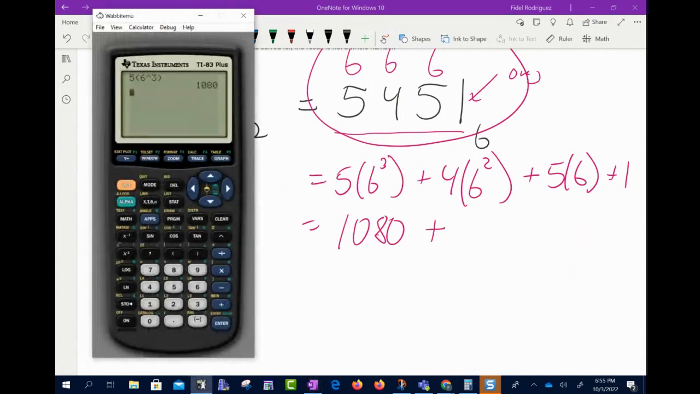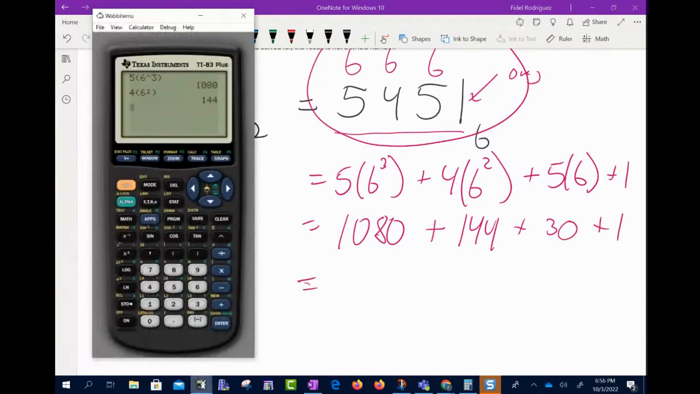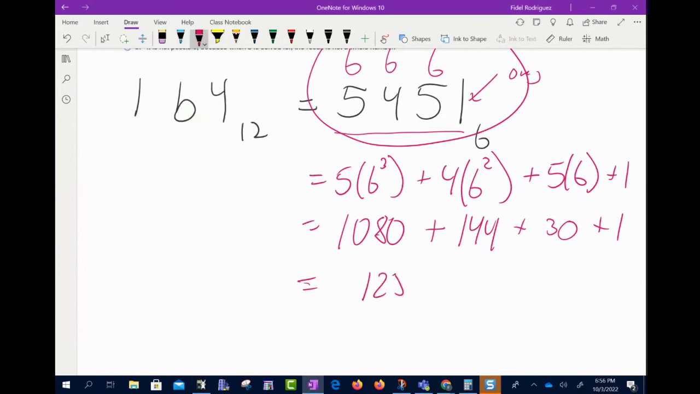I'm going to do the same thing for this one. What's 4 times 6 squared? That's giving me 144. And I know 5 times 6 is 30, and I know that's 1. Now I'm just going to add these numbers together. So 1080 plus 144 plus 30 plus 1 gives me 1255.